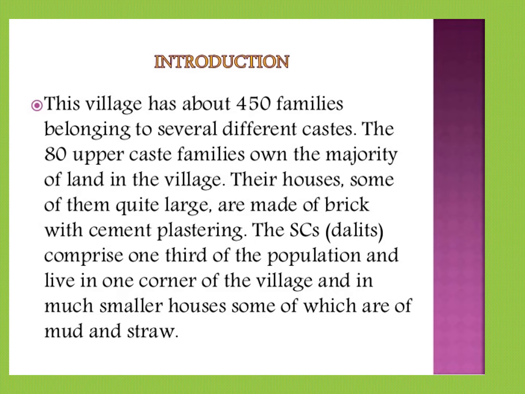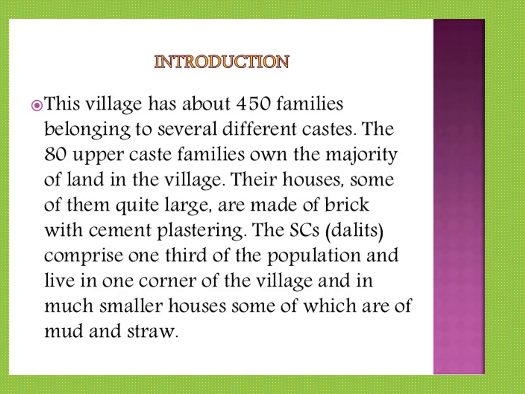This village has about 450 families belonging to different castes. There are 80 upper caste families who own a majority of land in the village. Their houses, some of them quite large, are made of brick with cement plastering. The Dalits comprise 1/3 of the population and live in one small corner of the village with smaller houses, some of which are made with mud and straw.